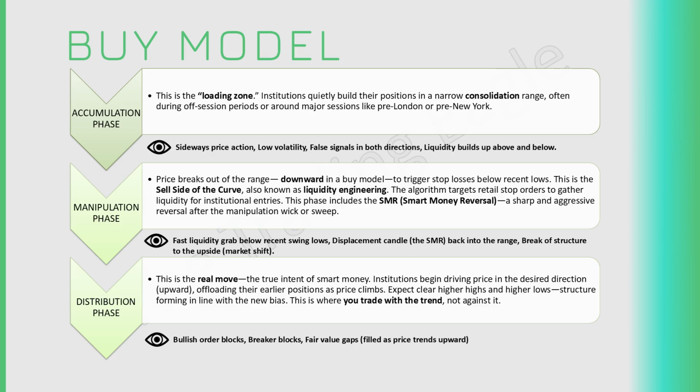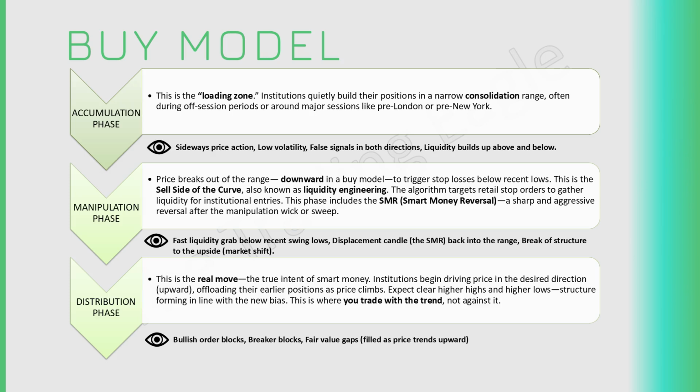Then the manipulation phase. This is when price breaks out of the range. In the buy model, price will break downward to trigger stop losses below recent lows. This is the sell side of the curve, also known as liquidity engineering. This is the stage where they are engineering liquidity for the upward move, and it's called the sell side. You can also call it the manipulation phase.